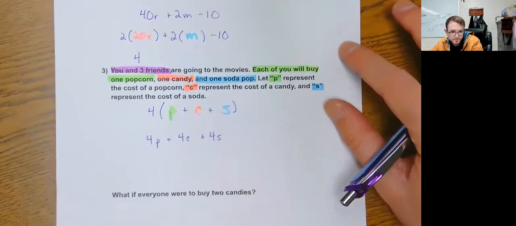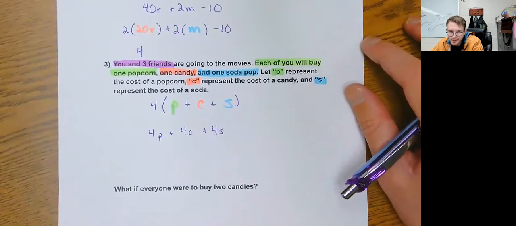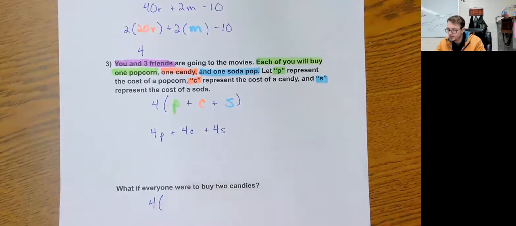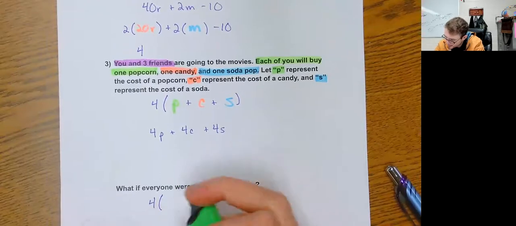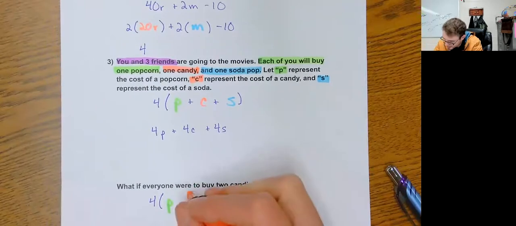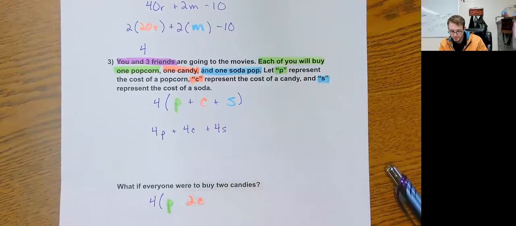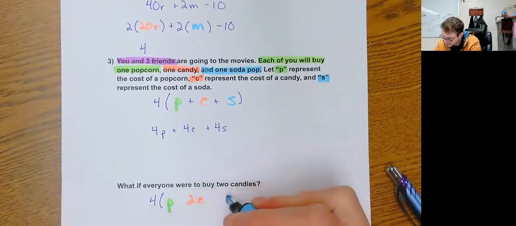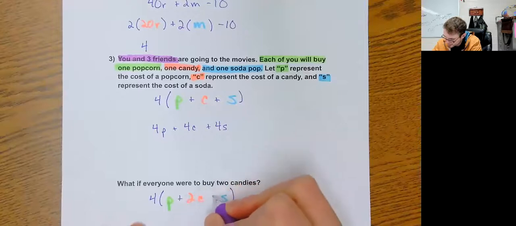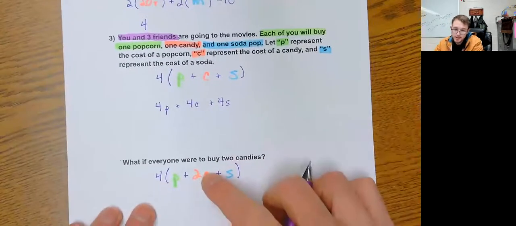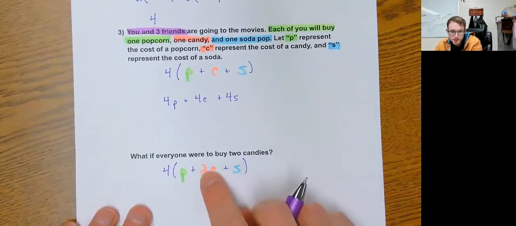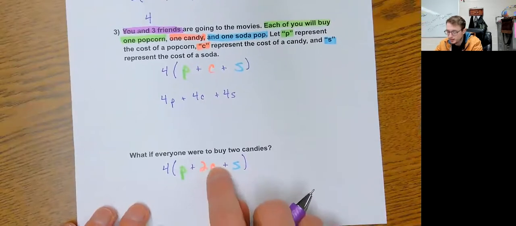Well, what if everyone were to buy 2 candies? So what if instead we were still getting 1 popcorn, but instead of 1 candy, we're going to get 2 candies, and then still getting 1 soda. Well, that's another expression. That's one way to write that. By changing it just a little bit, that's what we had to change. We're buying 2 candies, 2C, the cost of 2 candies.